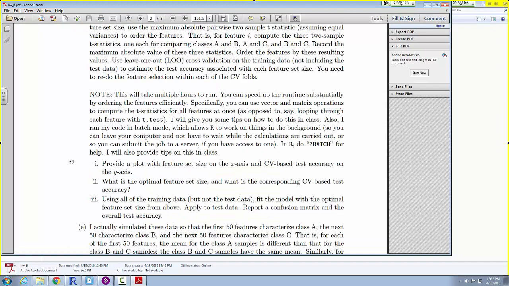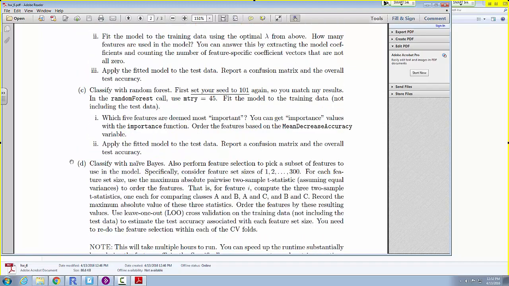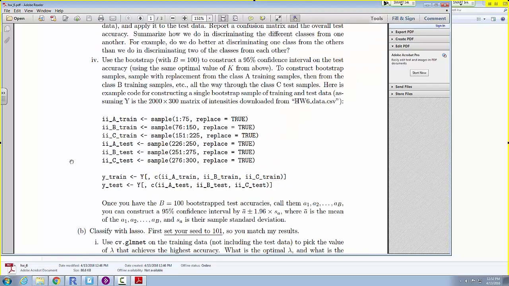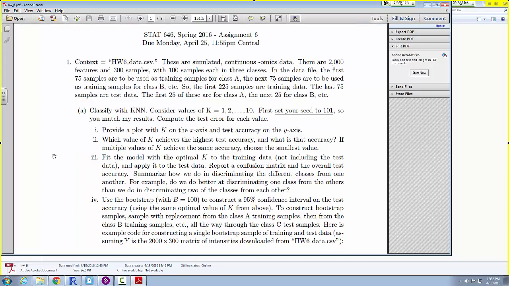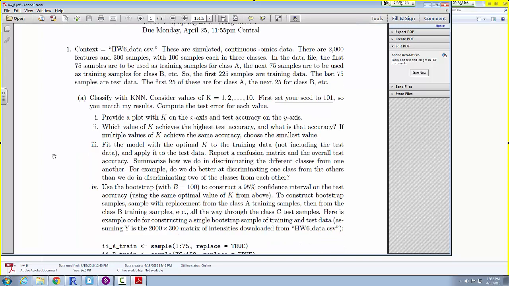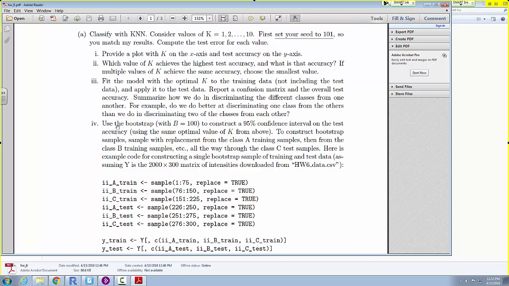So big picture, you're going to apply several different techniques. This will take a while, so this is your last assignment, but it is a little bit long. It's longer than the previous one, that's for sure. So I would not recommend putting it off too long to get started. Some of this is straightforward. Some of this will take a little more time. For example, part 4 here, I'm asking you to do a bootstrap.